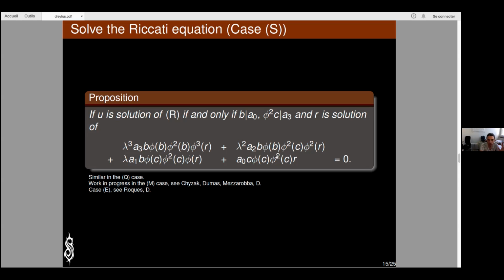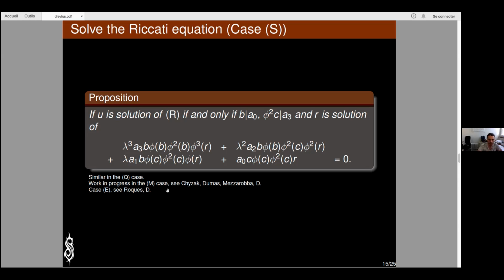So the q-difference case is quite similar, and the Mahler case is work in progress with Chyzak, Dumas, and Menzaroba. It's a little more tricky because you have 0 that is a fixed point, and the operator is blowing everything up. So the degree is not the same, but it's possible to handle.